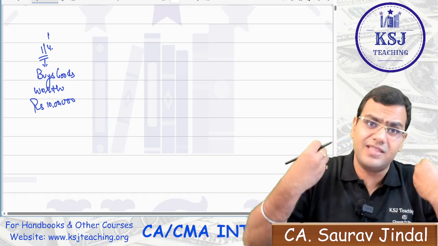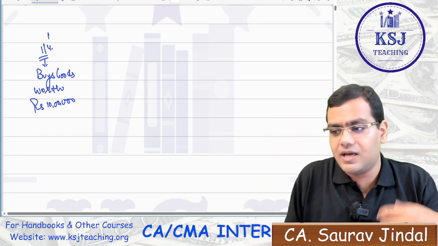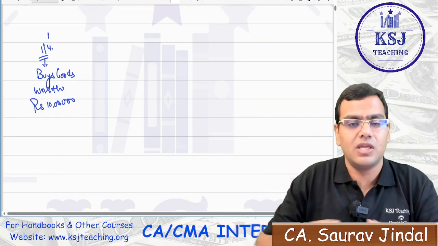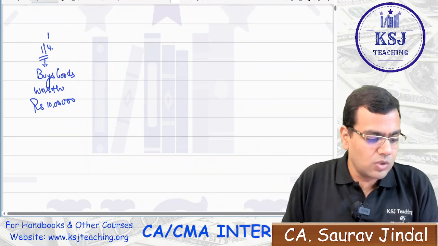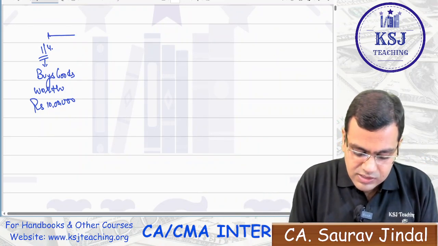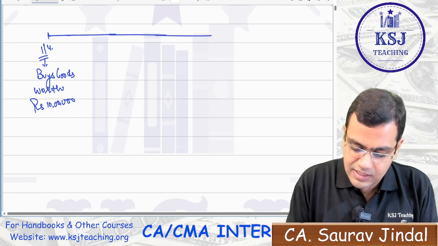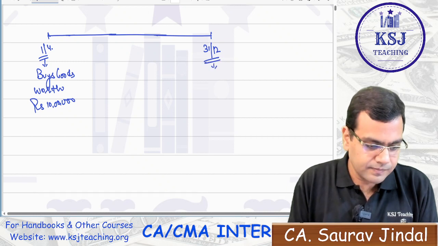day? He would sell everything in a single day, sir? He had brought 10 lakh worth, and he would sell all 10 lakh in one day? That is not possible, right? So what is the situation here, sir? These goods are sold over a period, let's say over a period of 9 months till 31 of 12, right?